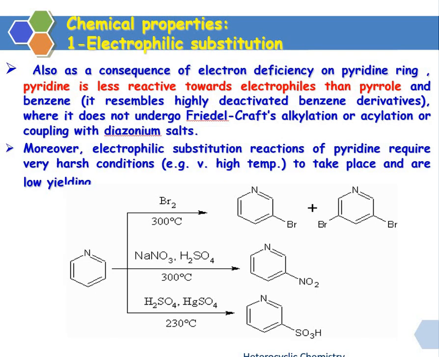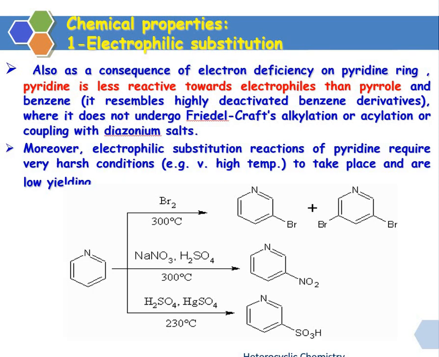Now, as a consequence of electron deficiency in the pyridine ring, pyridine is less reactive toward electrophiles than pyrrole and benzene. It resembles a highly deactivated benzene derivative, where it doesn't undergo Friedel-Crafts alkylation or acylation or coupling with diazonium salt. Moreover, electrophilic substitution reactions of pyridine require very harsh reaction conditions, high temperature, and give low yields. So, it is a very important point to note down.